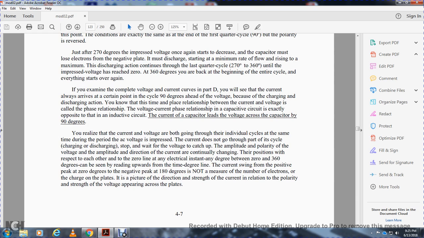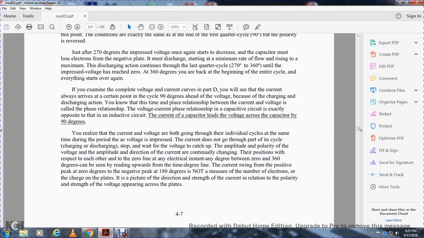If you examine the complete voltage and current curves in D, you'll see that the current leads the voltage by 90 degrees because of the charging and discharging. The time relationship between the current and voltage is called the phase relationship. The phase relationship in a capacitive circuit is exactly opposite to that of an inductive circuit. Remember that the current of the capacitor leads the voltage across the capacitor by 90 degrees.